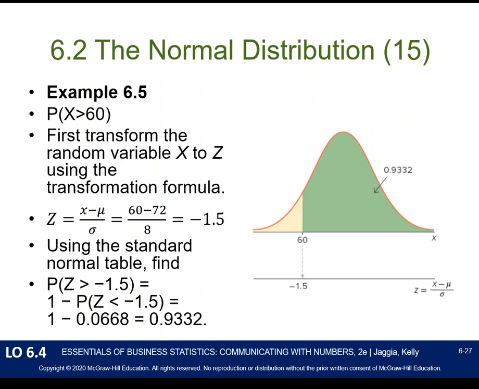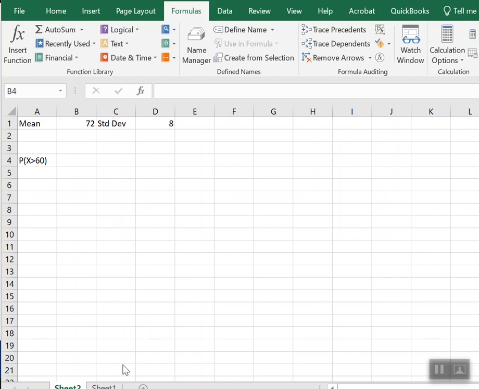Now we're going to jump over to Excel and do the same thing in Excel. I want you to be familiar with the tables, but I also want you to know how to do this in Excel. So here we are in Excel. We don't have a Chapter 6 worksheet. I just pulled up a blank worksheet. I entered at the top the mean of 72 and the standard deviation of 8. I just wanted to have that there so I can refer back to it easily.